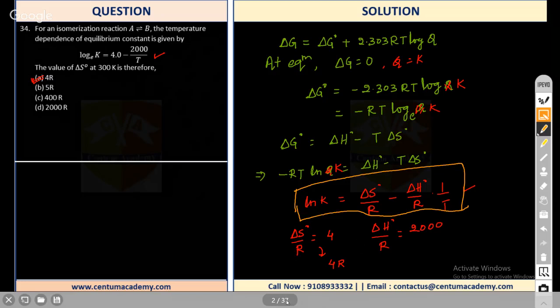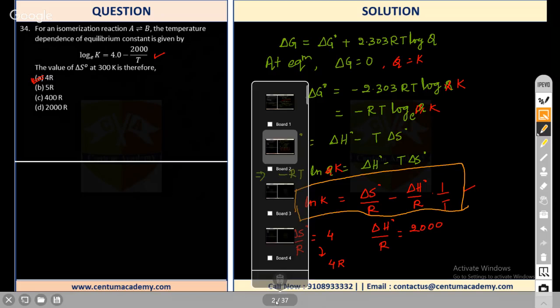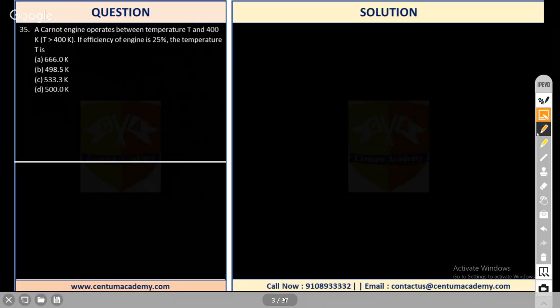Okay, next question you see. This is on Carnot engine.